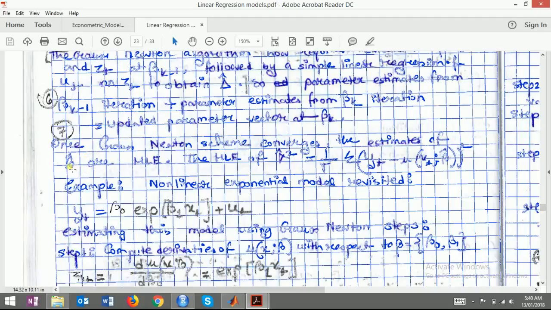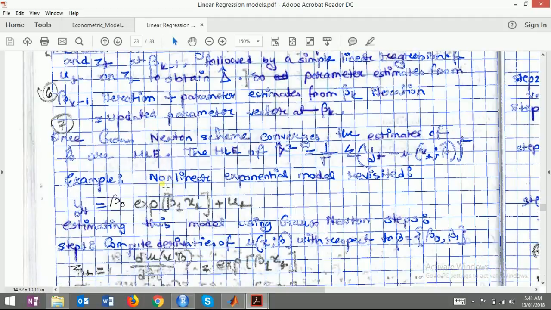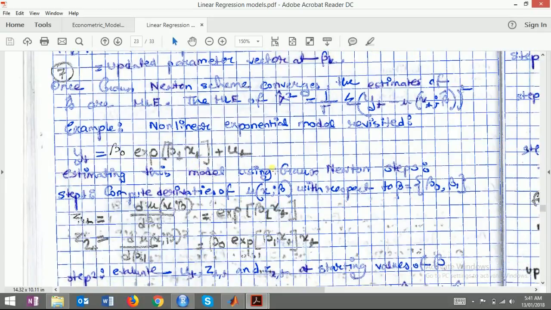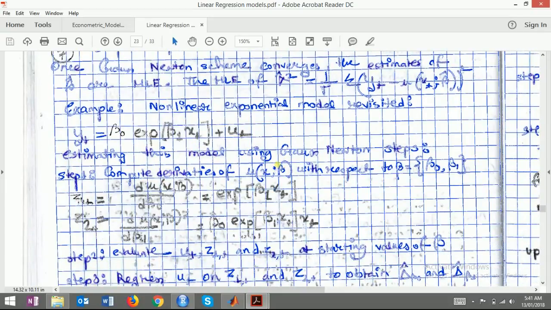So we will need these up until the Gauss-Newton scheme converges and we get this sigma hat square. Our objective in all cases, Newton-Raphson and Gauss-Newton, is to get sigma hat square, which is necessary for us to find the covariance and everything. The nonlinear exponential model is this, as we know. Estimating this model using Gauss-Newton steps.